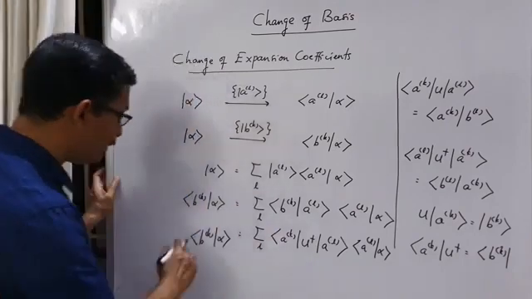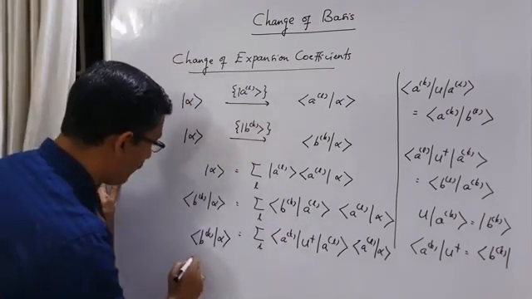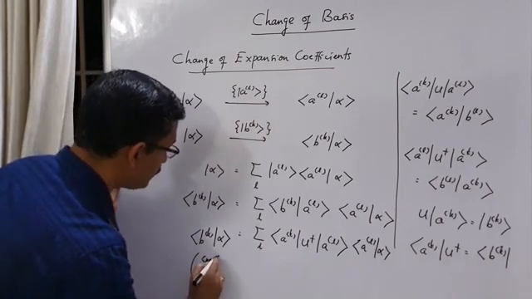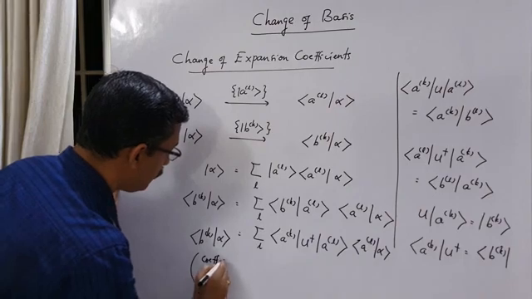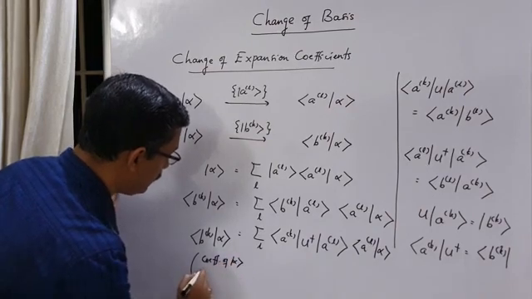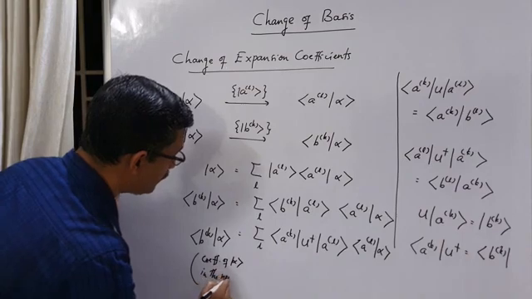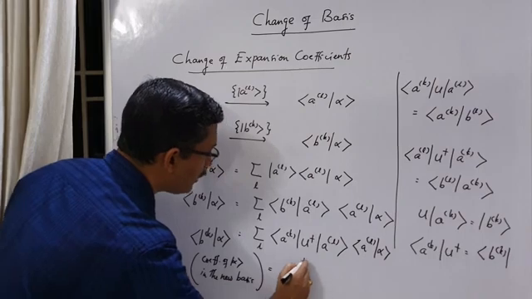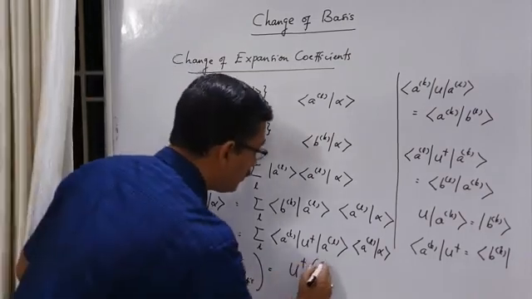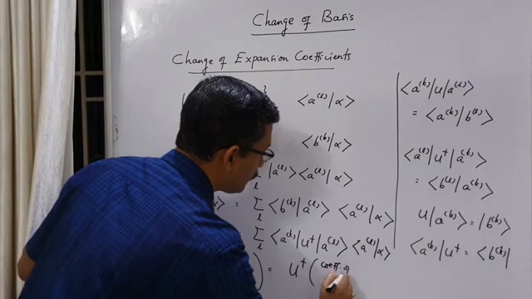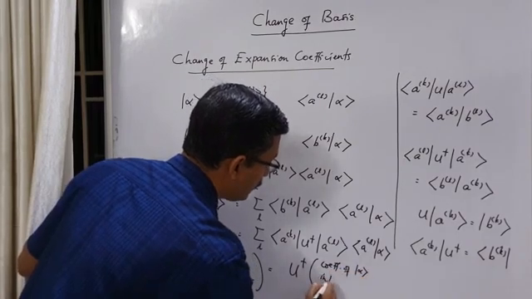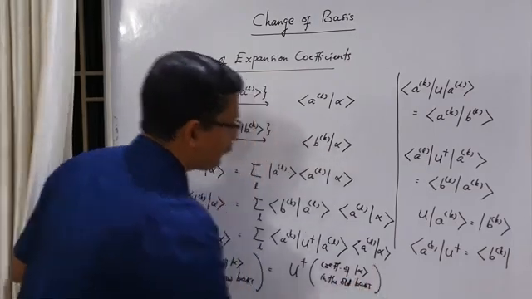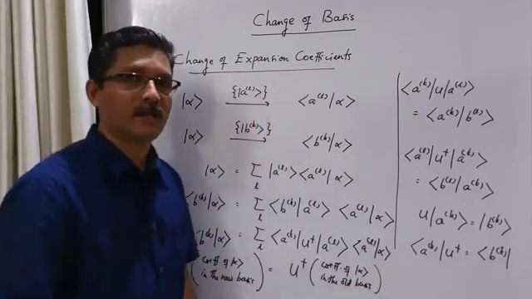Okay, so we can say this in words. We can say the coefficient of ket alpha in the new basis is equal to U dagger times the coefficient of ket alpha in the old basis. So this is how the coefficients are connected.